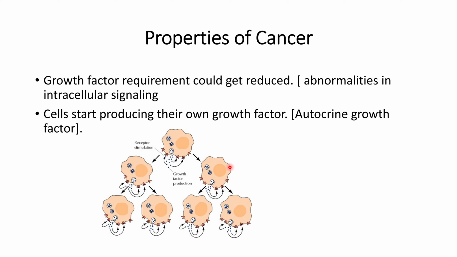So this is one of the possibilities by which cells grow rapidly and are not dependent upon the surrounding environment, whereas normal cells depend upon the surrounding environment for the growth factor.